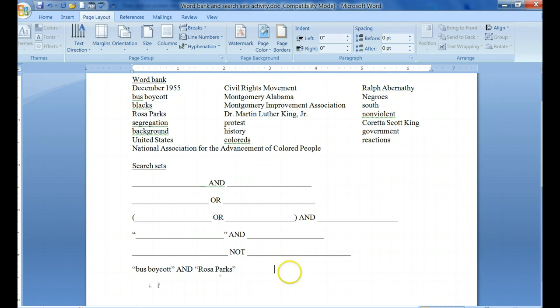Let's say that we just wanted to get right to the point and not use a Boolean operator. Get rid of that. There were several other bus boycotts that occurred throughout the country during the civil rights movement, so we want to be specific about the one we're interested in. We have the word Montgomery in our word bank, Montgomery, Alabama to be precise. But let's just specify it as Montgomery.